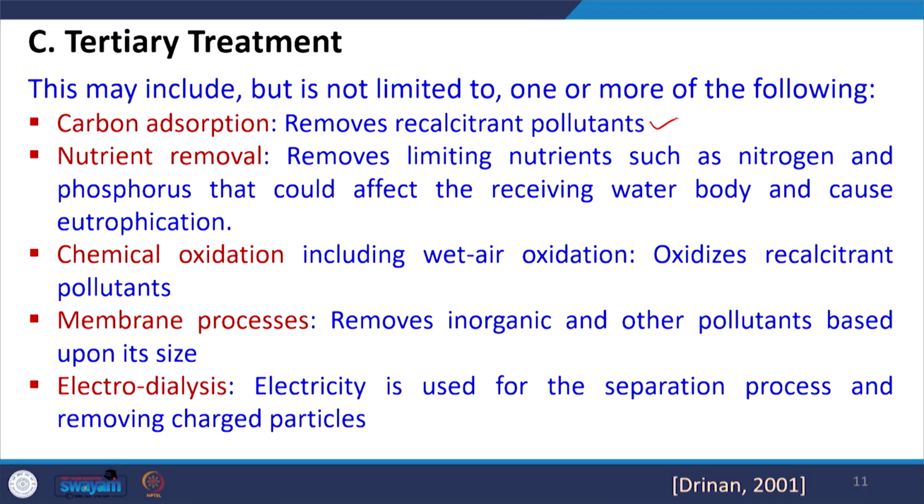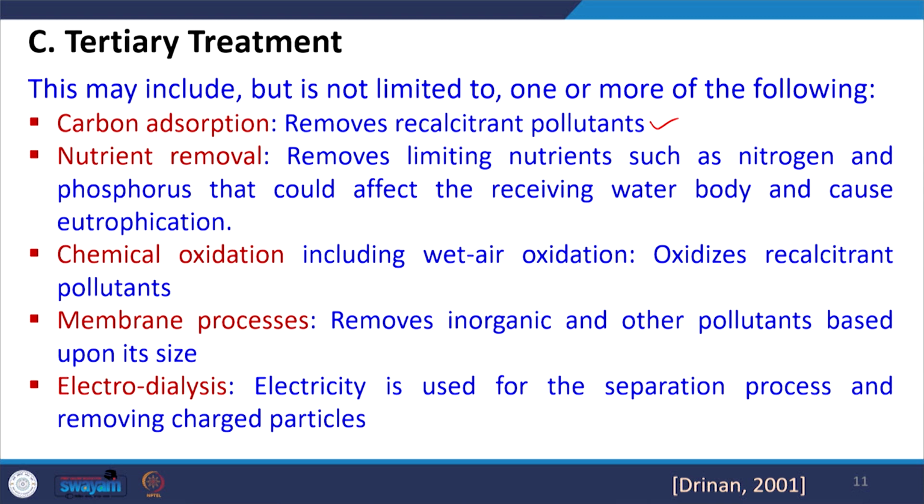So, the most common method which is used in the tertiary treatment is called carbon adsorption. Besides carbon, there can be other types of adsorbents which can be used for adsorption, and they remove the recalcitrant pollutants via the adsorption process.